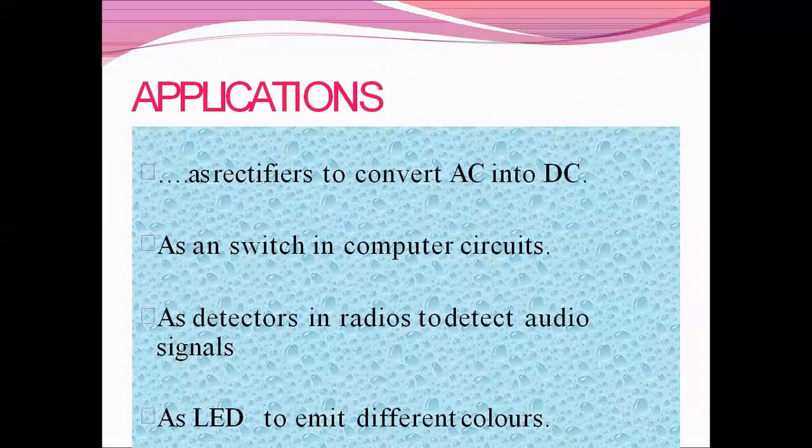The applications of the PN junction diode are: it can be used as a rectifier, which is used to convert AC into DC, and also as a switch in computer circuits, and as a detector in radios to detect audio signals. It can also be used as an LED to emit different colors.